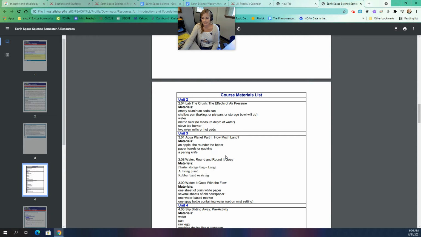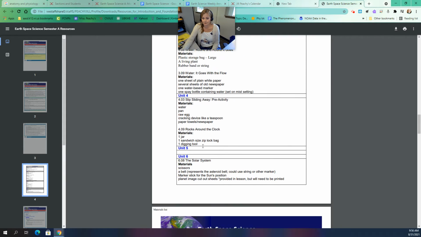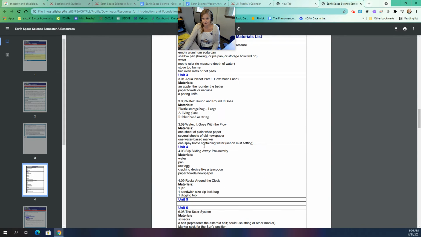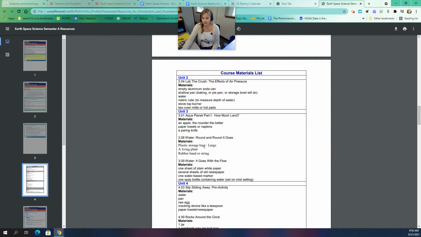We do have some hands-on activities, we call them portfolios, but they're like lab investigations: Units 2, 3, 4, and 6 in this semester. And these are the materials you will need to have on hand for those lab investigations. For Unit 2, you'll have a lab called The Crush, the effects of air pressure. You should have an empty aluminum soda can, a shallow pan, a metric ruler, access to a stovetop burner, and some oven mitts. Those are the materials you will need for that particular lab, so you know in advance what you need.